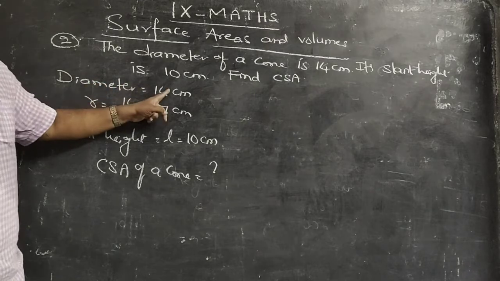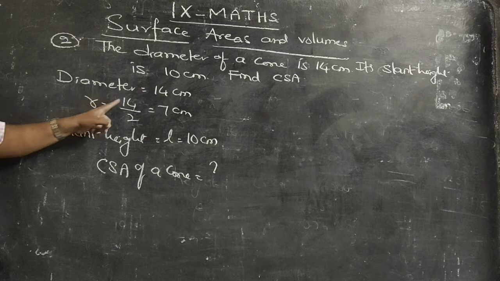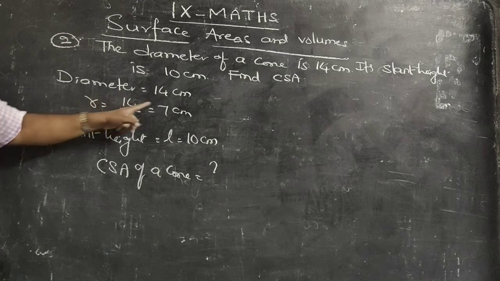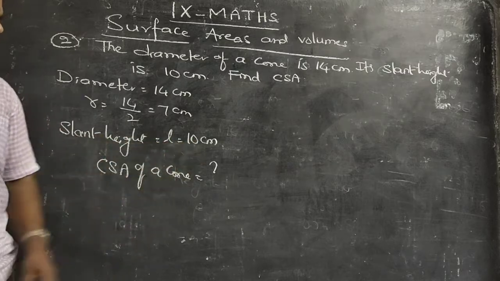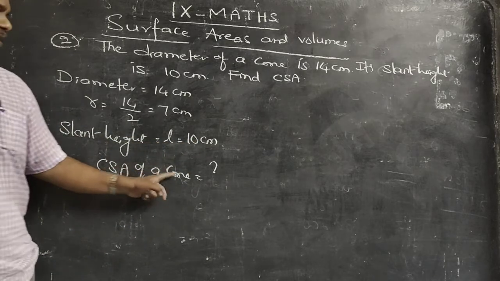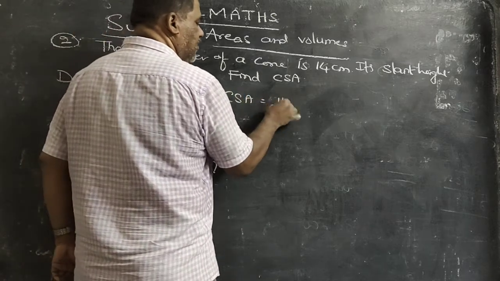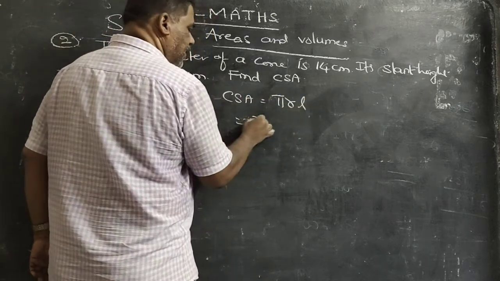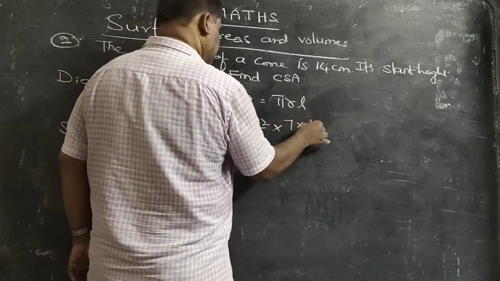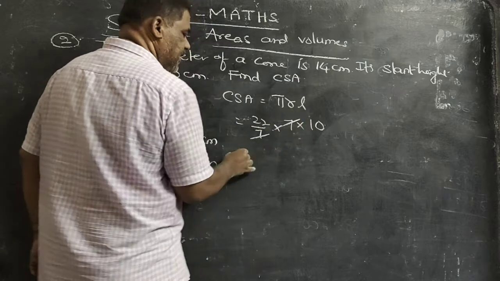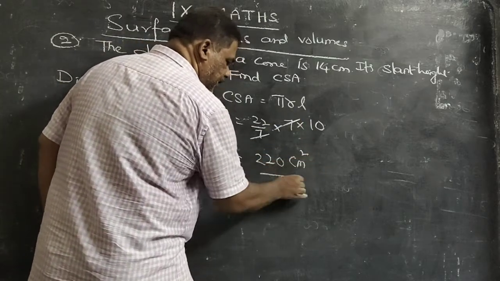Diameter of the base is given as 14 centimeters. Half of the diameter is called radius, so radius will be 14 by 2, that is 7 centimeters. Slant height is given as L is equal to 10 centimeters. Now we should find the CSA of a cone. CSA of a cone is given by the formula pi r L. Pi is 22 by 7, radius is 7, slant height is 10. 7 cancel. 22 into 10 is 220 centimeters square.